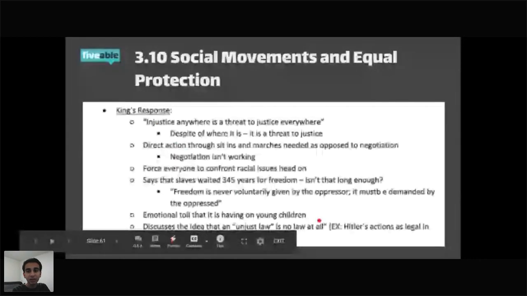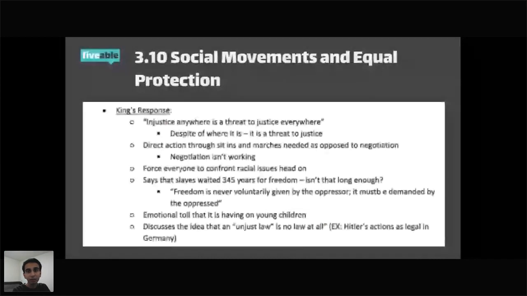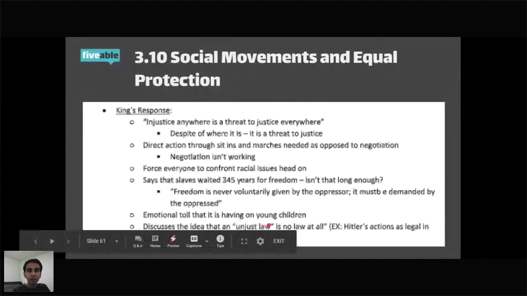So, for example, Hitler's actions were legal in Germany at the time. However, it was an unjust law. So should that really be considered a law? Right? And he talks about the emotional toll it's having on young children. He used an example of his own children. And he forced everyone to confront racial issues head on.